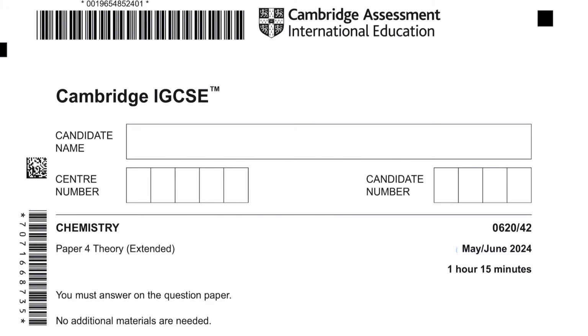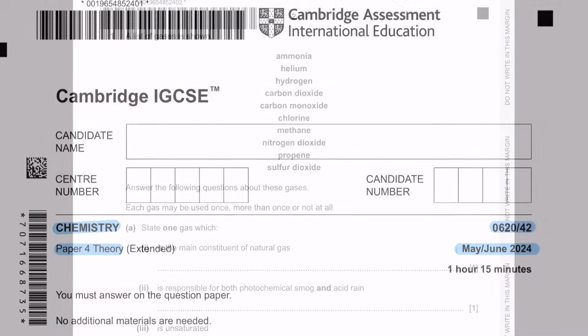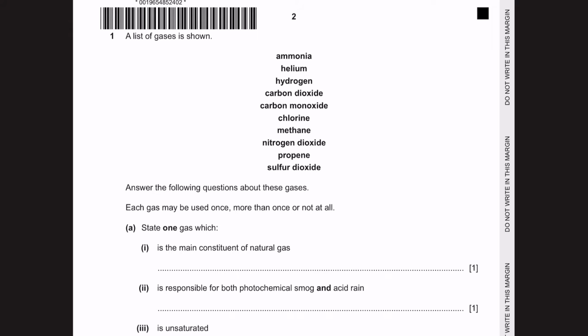This video is a tutorial for Chemistry Paper 4 Theory, 4-2 from the May-June 2024 examinations. Question 1. A list of gases is shown. Answer the following questions about these gases. Each gas may be used once, more than once, or not at all.